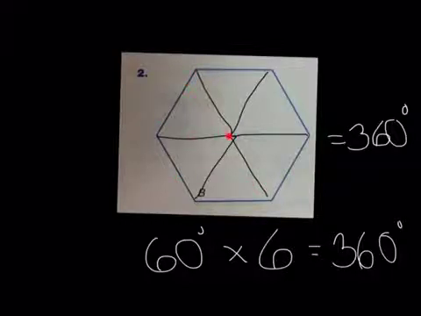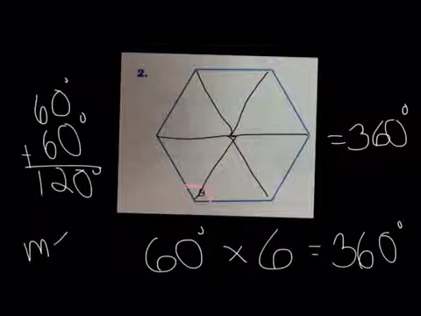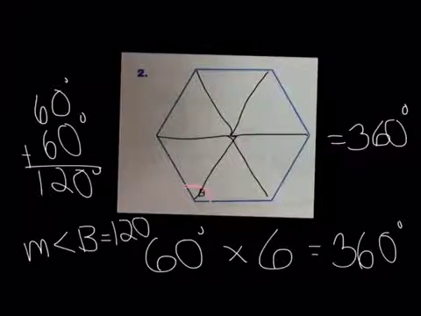So if this is also 60, and this side is also 60, we need to add 60 plus 60. This side is 60, and this side is 60. So 60 degrees plus 60 degrees equals 120 degrees. Therefore, the measure of angle B equals 120 degrees.